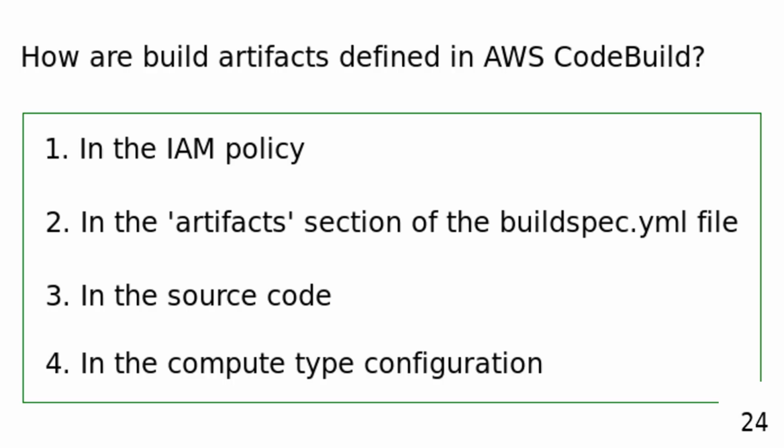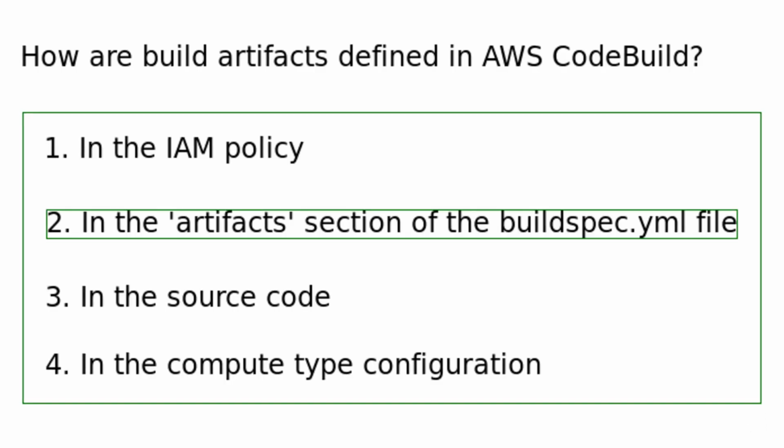How are build artifacts defined in AWS CodeBuild? In the IAM policy. In the Artifacts section of the buildspec.yml file. In the source code. In the compute type configuration. Build artifacts are defined in the Artifacts section of the buildspec.yml file, specifying what output files are stored and where.